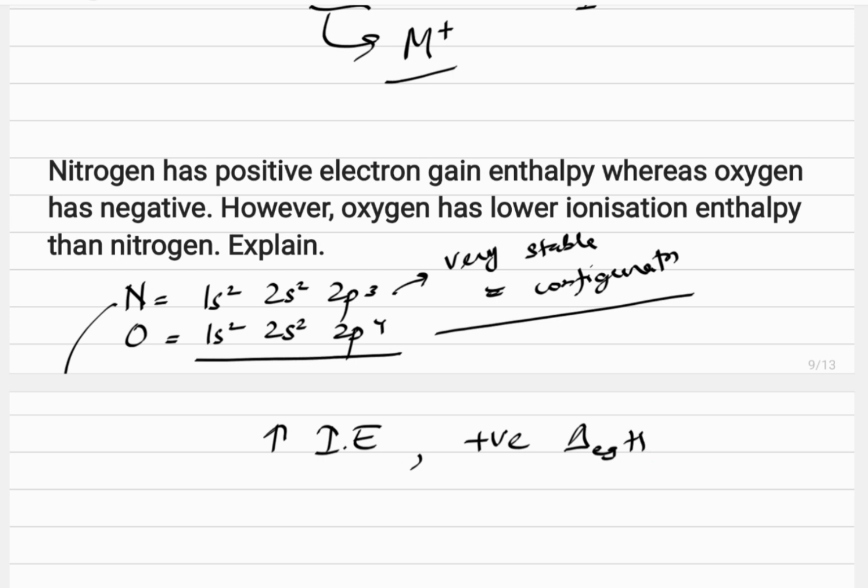Positive electron gain enthalpy, and ionization energy is also higher than that of oxygen because nitrogen is neither willing to lose electron or gain electron owing to its extra stable electronic configuration, which is half-filled p orbital.